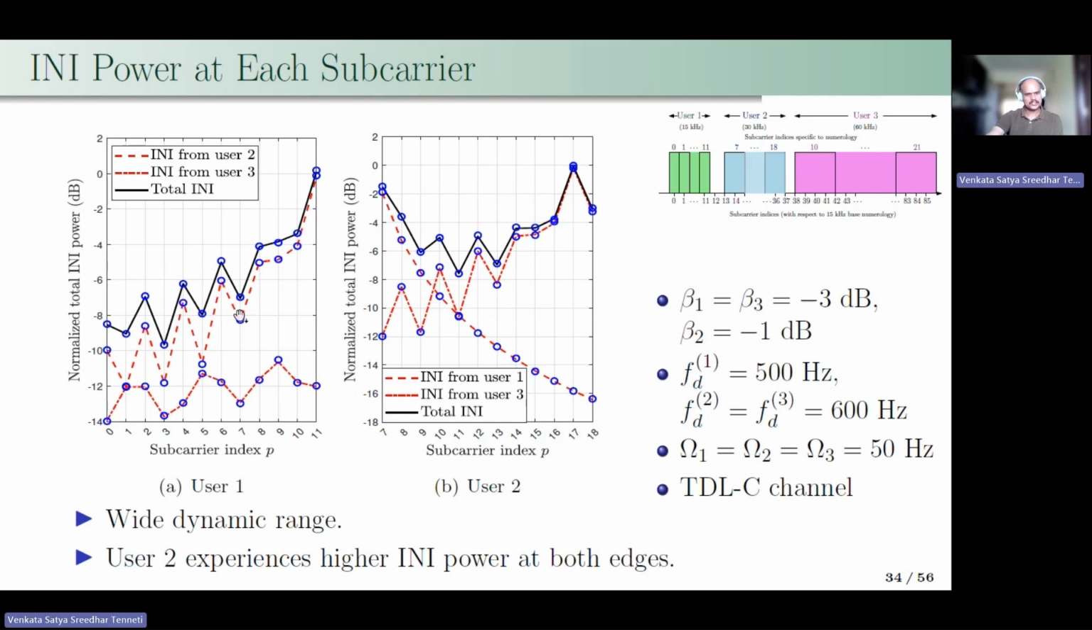Another key point to observe is that the INI power at user 1 is oscillatory, and the individual contributions from user 2 and user 3 are oscillatory in nature at user 1. While at user 2, the contribution from user 1 is monotonic in nature, whereas the contribution from user 3 is oscillatory. So this is because the INI caused by a lower subcarrier spacing user is always monotonic, whereas the INI from a higher subcarrier spacing user is oscillatory.